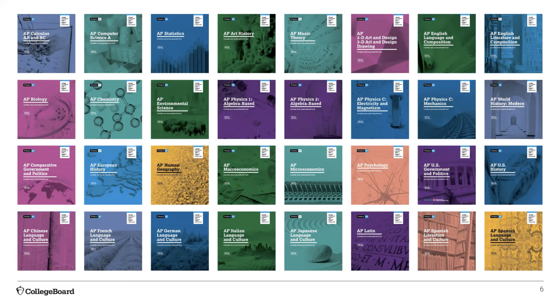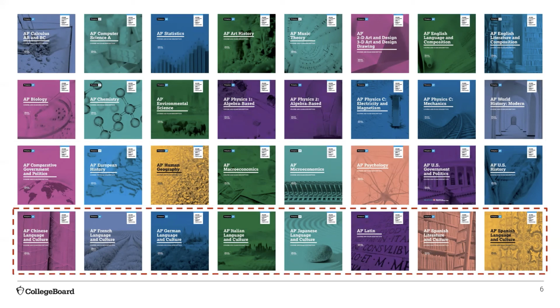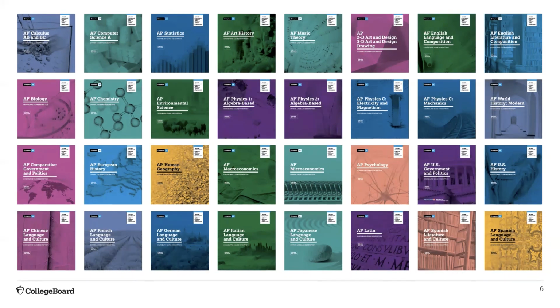Here is our complete family of the binders that exist. So if you teach one of our math or computer science courses, those are the three up in the left-hand corner. CSP, or Computer Science Principles, does not yet have a binder, but it will be coming shortly. The next set of courses here are our art courses, and we have art history, our three art and design courses, and music theory. Our two English courses here, our family of science courses, our family of history and social science courses, and then our world language and culture courses.